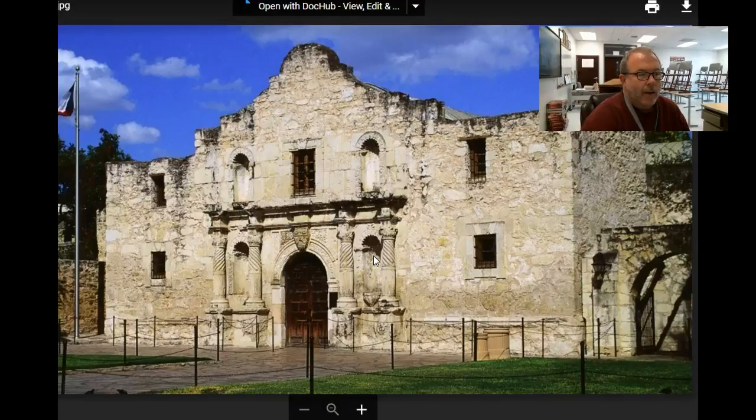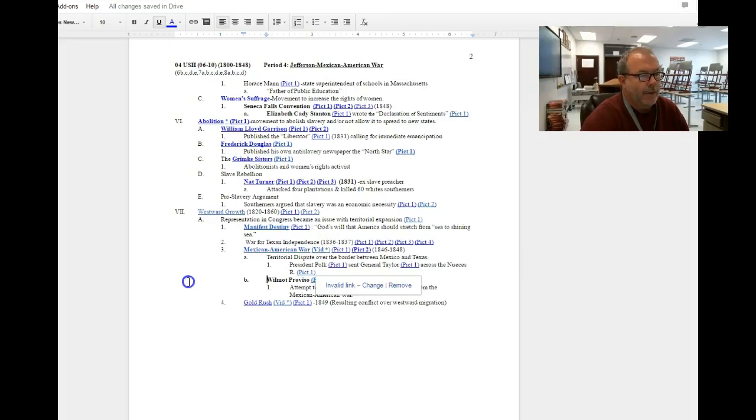Most people are familiar with this. This is the actual Alamo in San Antonio, Texas, and this was the scene of a famous battle in American history between Texan forces and Mexican forces, in which all the Texans inside this fort were killed by Mexican soldiers.